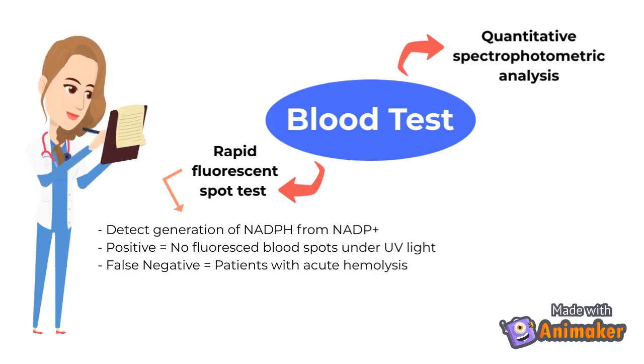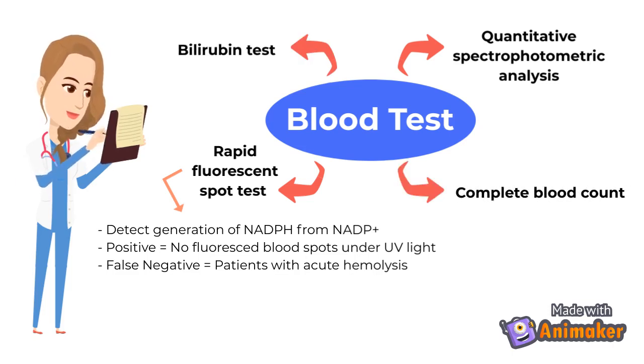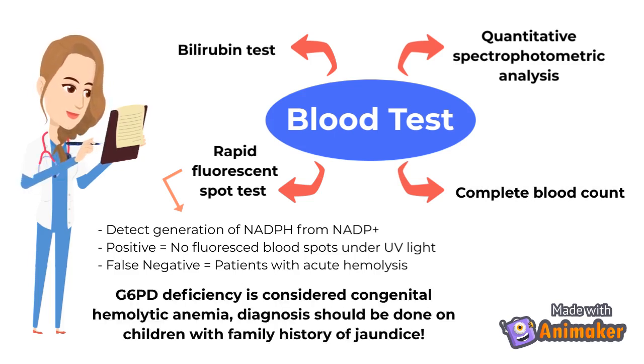However, the test for G6PD deficiency may be falsely negative for patients with acute hemolysis, as older erythrocytes that have a higher enzyme deficiency have been hemolyzed, while young erythrocytes and reticulocytes have normal or near normal enzyme activity. Other tests can also be done, such as bilirubin level and complete blood count, in order to determine the G6PD level. Also, G6PD deficiency is one of a group of congenital hemolytic anemias. Its diagnosis should be put under consideration for children with a family history of jaundice.